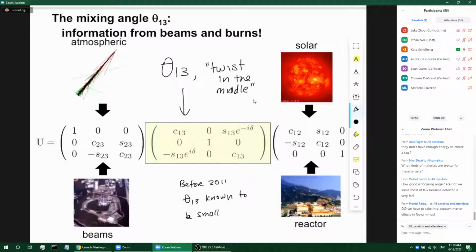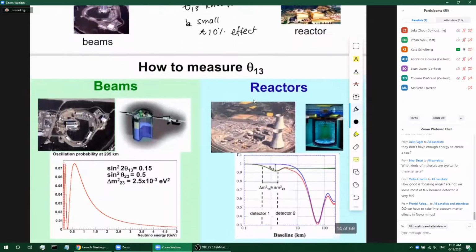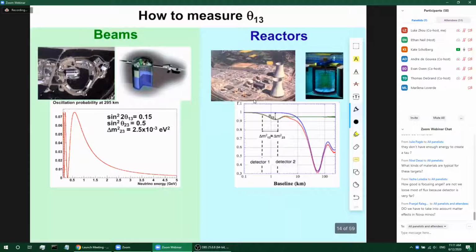So, something less than around the 10% effect. And that was known from a reactor experiment called CHOOZ. And there was a huge effort in the early 2000s to go after theta 1,3. And there are really two kinds of strategies to do that. There's beams and there's burns. Which sounds very violent, but that's how it's done.